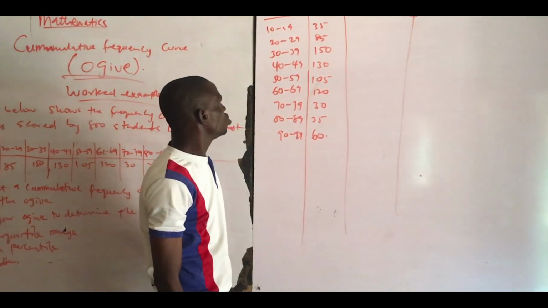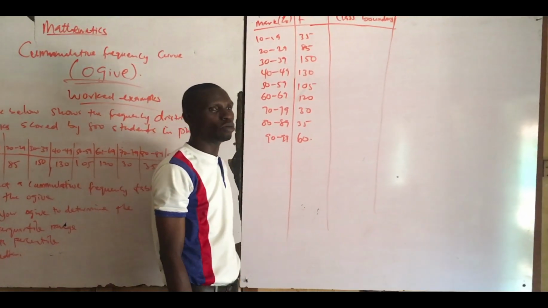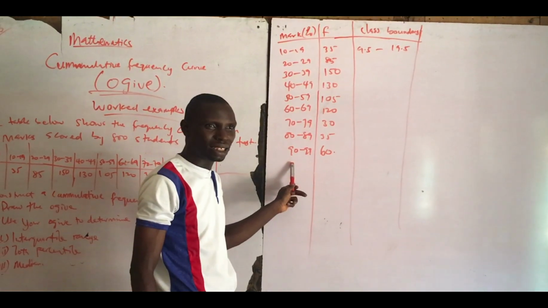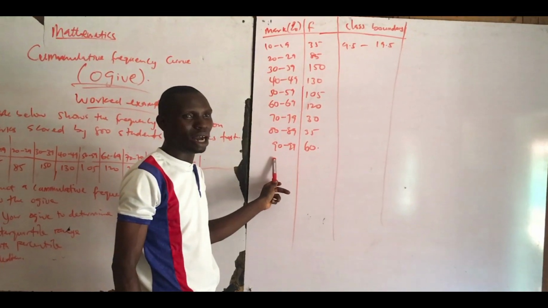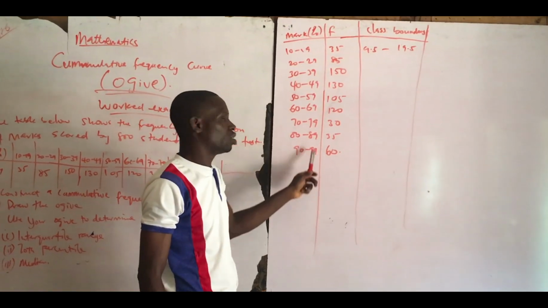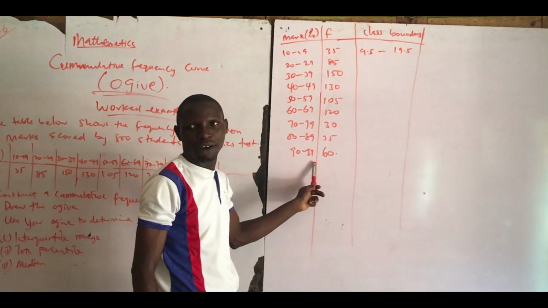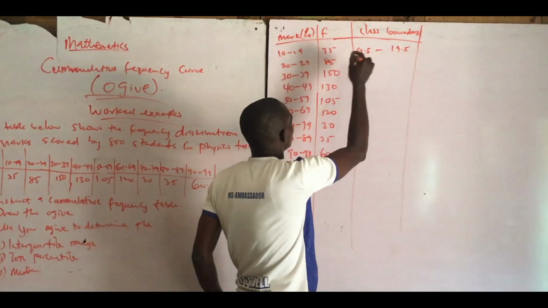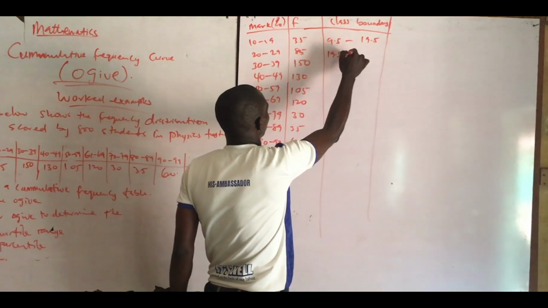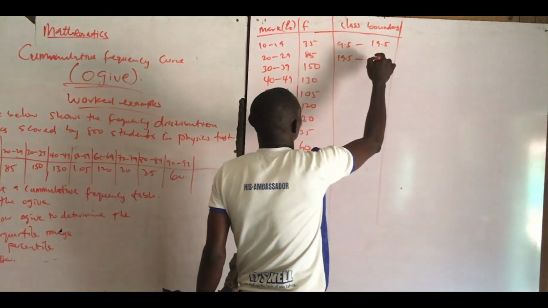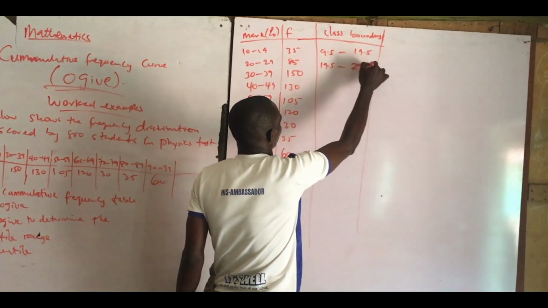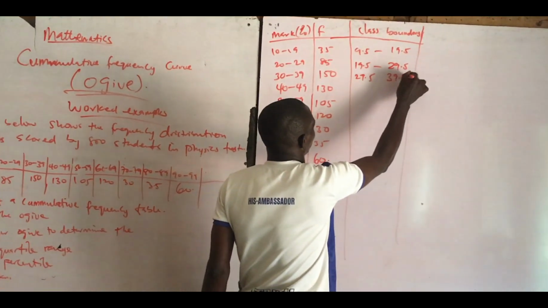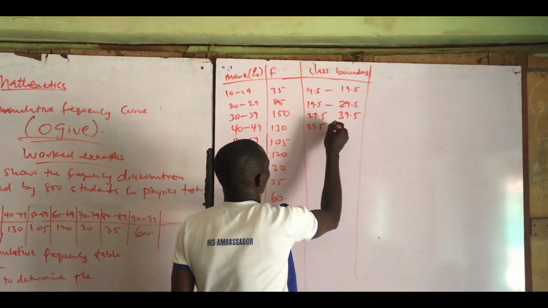Now how do you get your class boundary from your class mark? Deduct 0.5 from the lower class, you will have the lower class boundary. Add 0.5 to the bigger number, you have the upper class boundary. So deduct 0.5 from 20, you have 19.5. Add 0.5 to 29, you have 29.5. So the next one will be 29.5 and that will be 39.5. The next one will be 39.5.